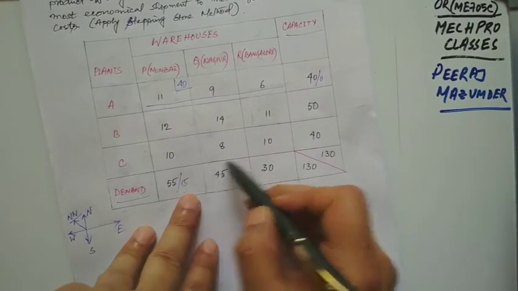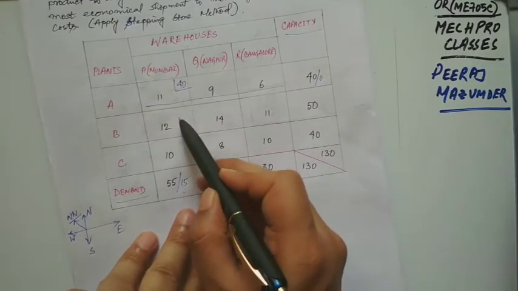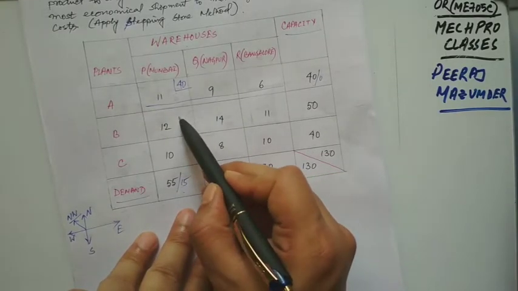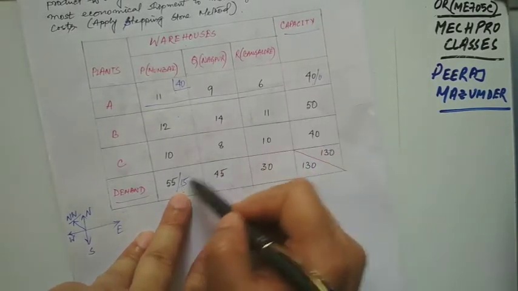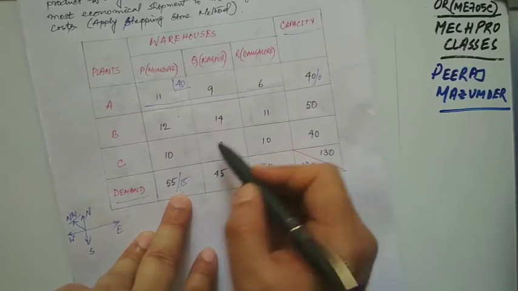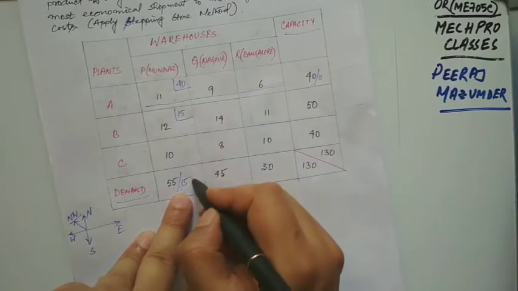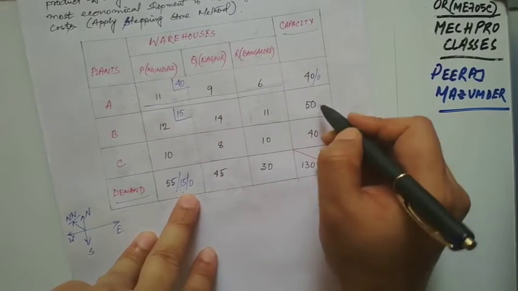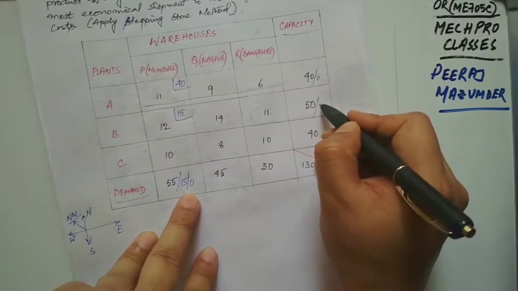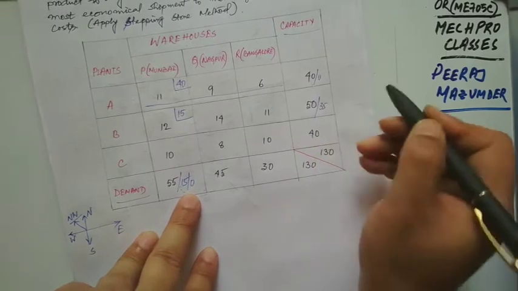Now let us come to the next matrix. In the next matrix, this is the northwest corner. So we have to choose the minimum of this capacity and demand. This is 15, so it will become 0, and this will become 35.